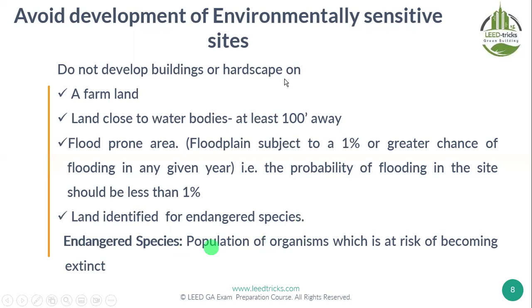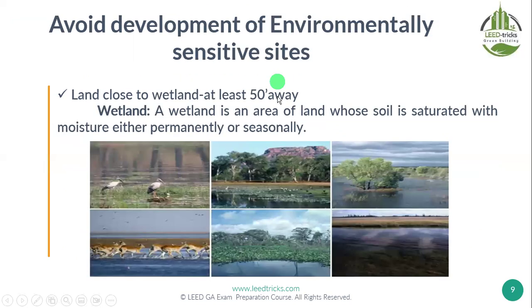Second, avoid development of sensitive sites. The wetland. What is a wetland? A wetland is not a water body that has water all year. No, a wetland is an area whose soil is saturated with moisture seasonally, and it can be permanent or seasonal. 50 feet away. You need to stay 50 feet away, which is not much. It's just near beside.